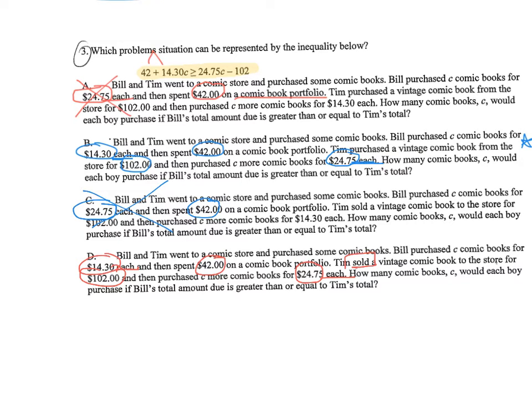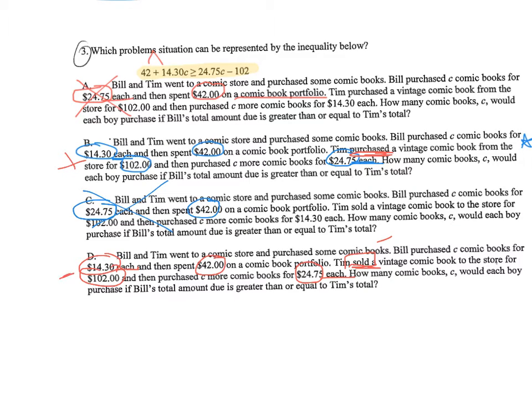And on B, it says that he purchased a vintage comic book from the store for $102. So when we think about purchasing, or when it's talking about a scenario where you bought this, then you bought something else, that means they're adding. So they're adding those together, so there's a total. So the difference between B and D is on D, it says Tim sold. So he got rid of his comic books for $102.